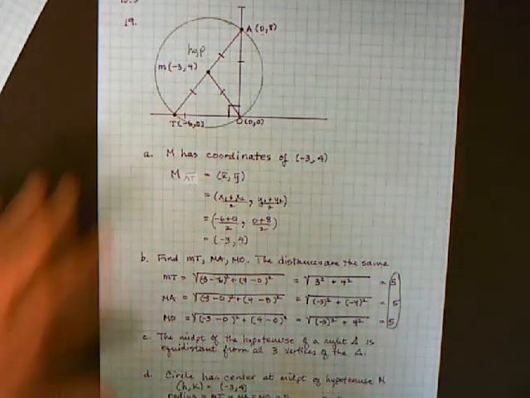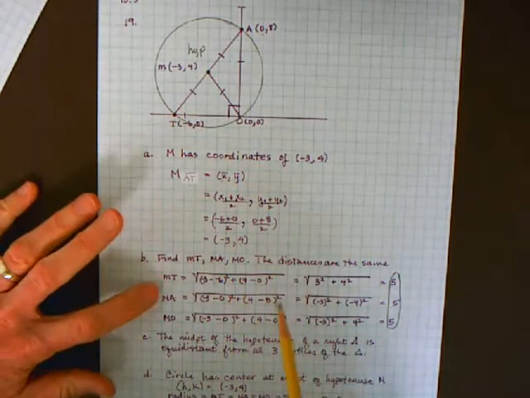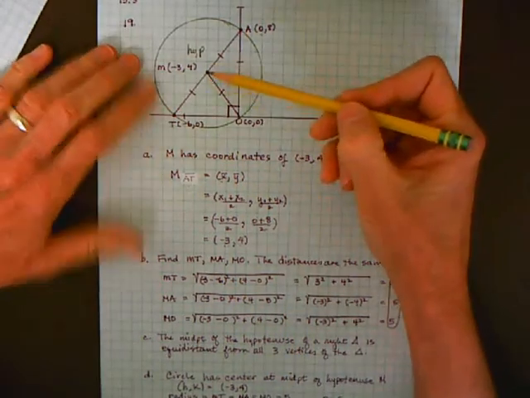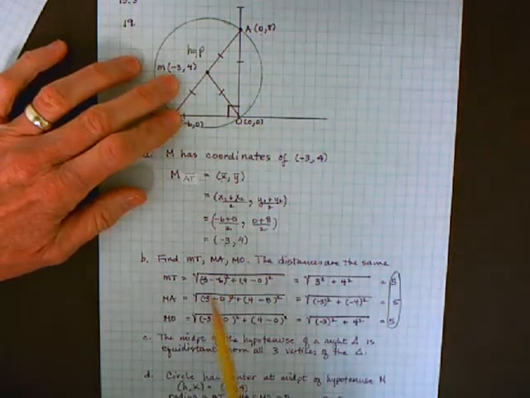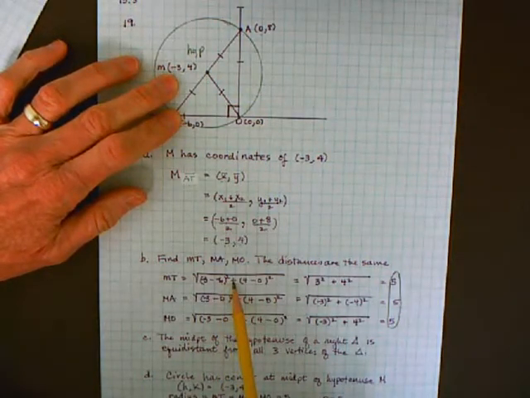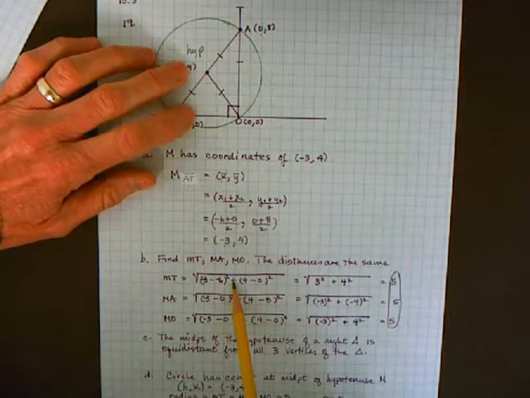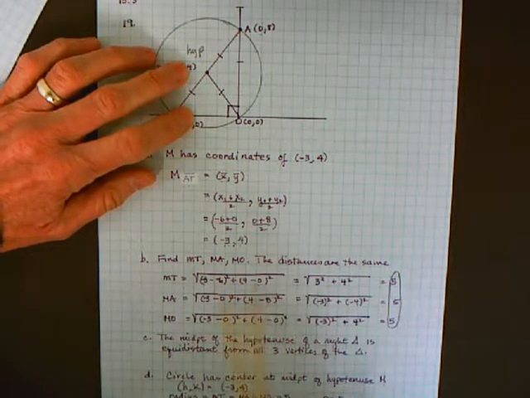Okay, so let's just run through this distance formula here. Negative 3 minus a negative 6 squared plus 4 minus 0 squared, and I've got to take the square root of that whole thing.